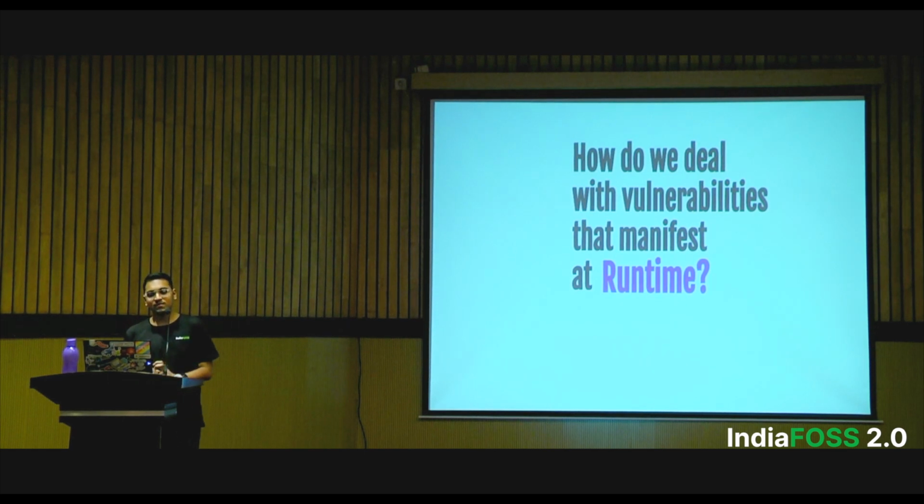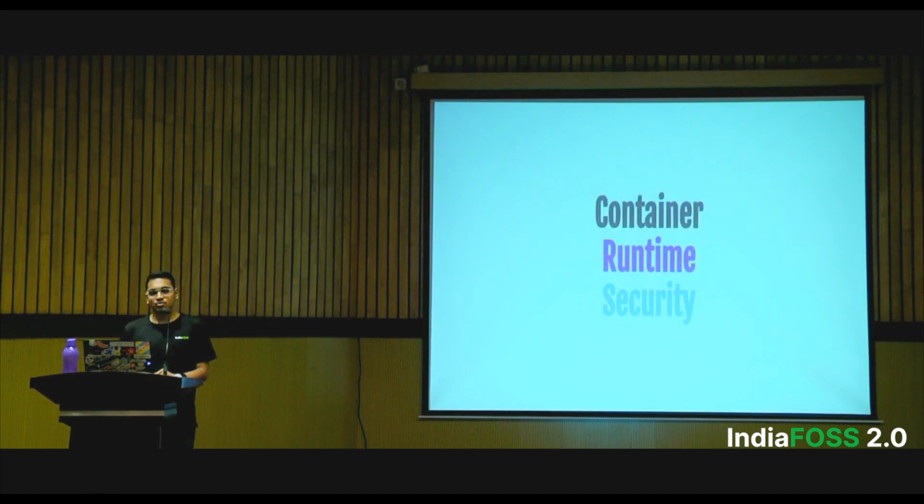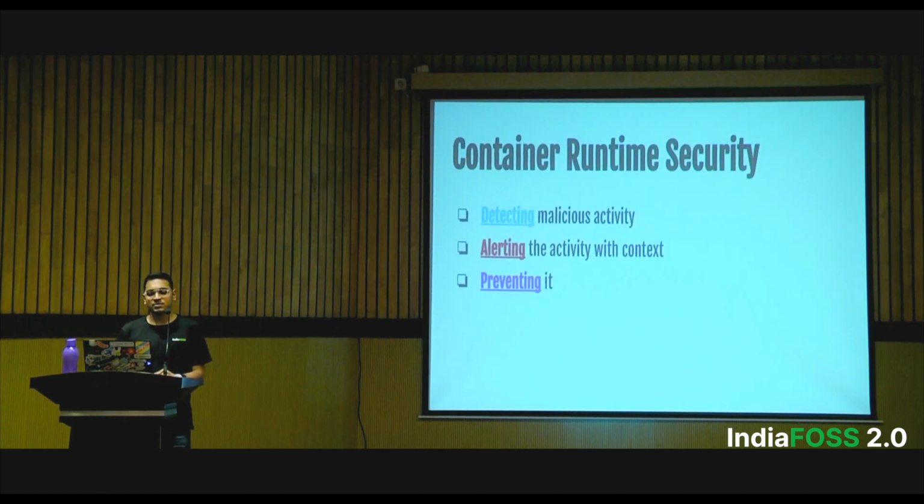So how do we deal with vulnerabilities that manifest at runtime? We deal with them at runtime. So the term container runtime security. Container runtime security involves the following aspects: detecting malicious activity, alerting the activity with some context, and preventing it. But you may ask, how do we exactly detect it? What's the context here? How do we prevent it?